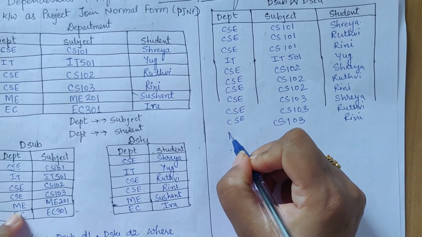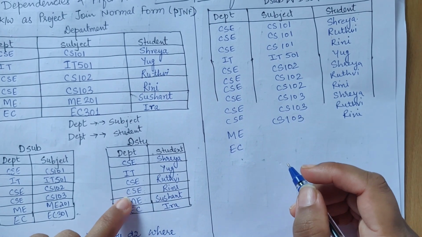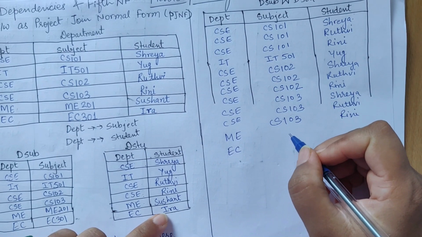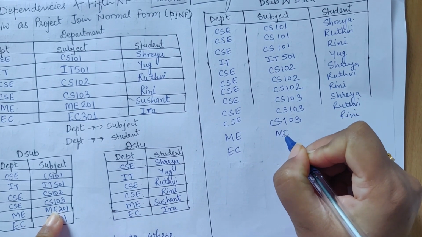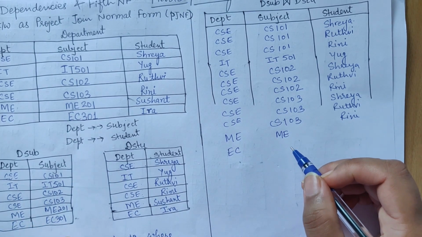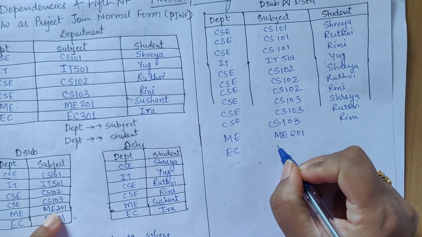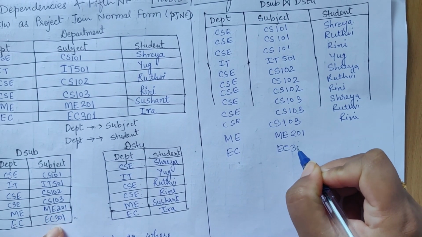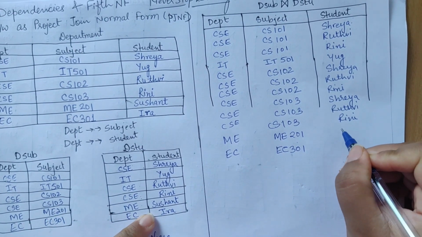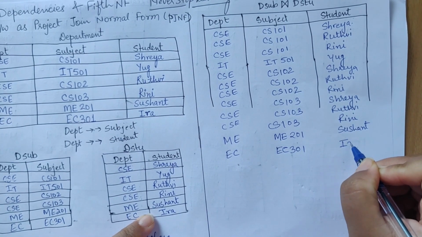Now for mechanical and EC, there is no issue because there is only one student and one subject code, and this department is mentioned only one time. So where we have a distinct value, there is no issue. But here, CS was coming more than one time, with different subjects and different students. So while joining, we got so many redundant tuples. For mechanical, the student name is Sushant, and for EC, the student name is Ira.